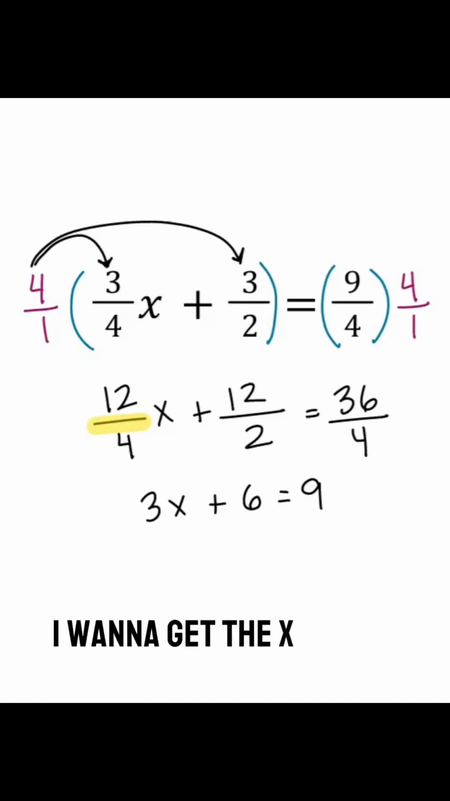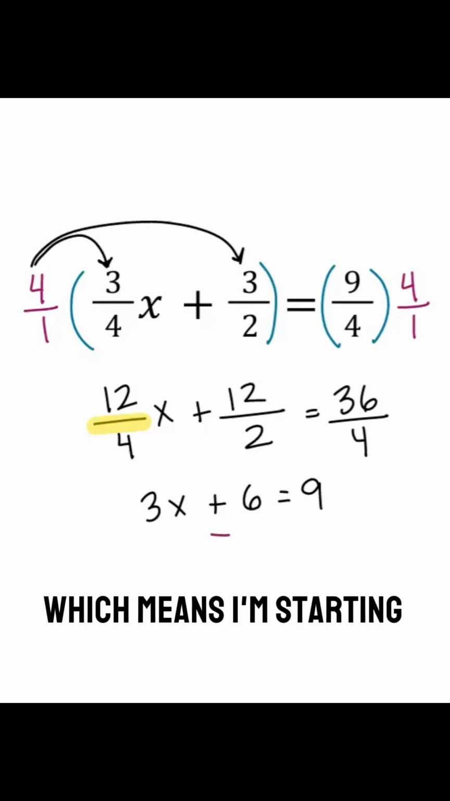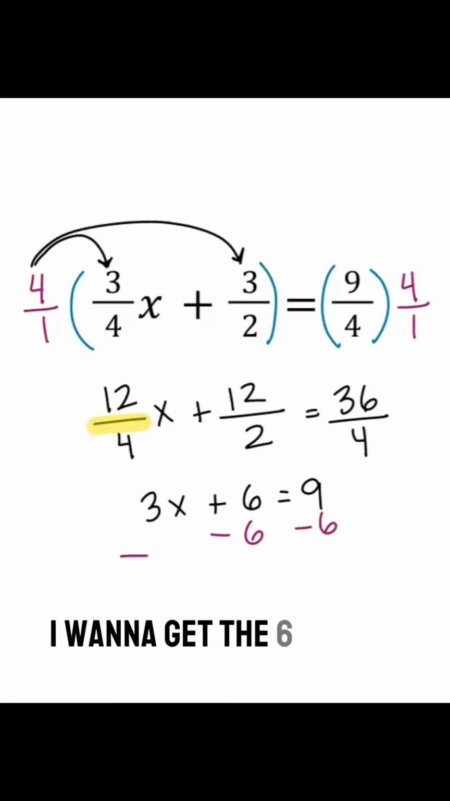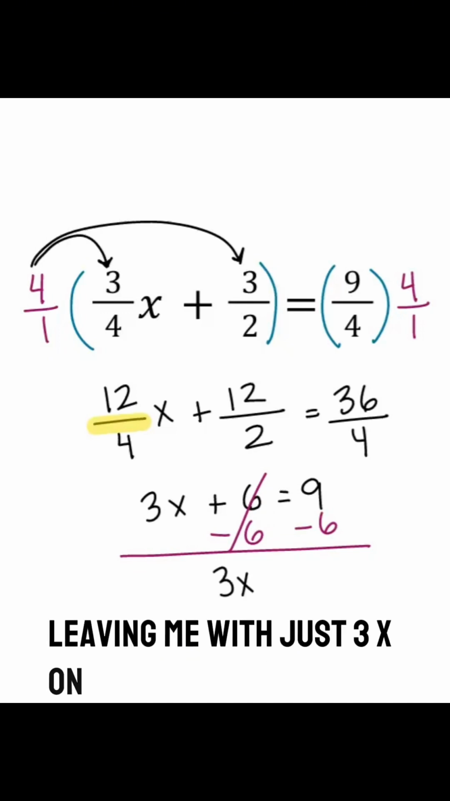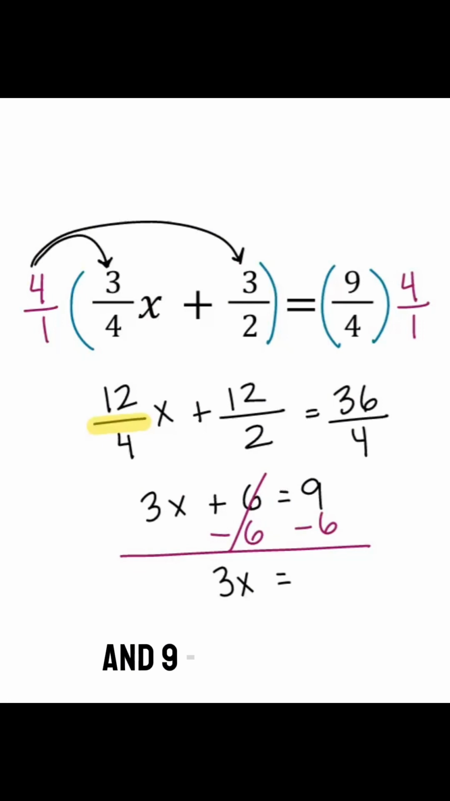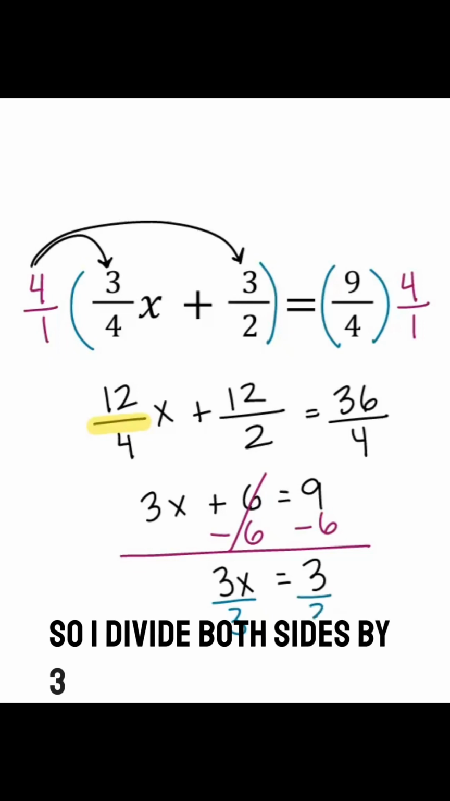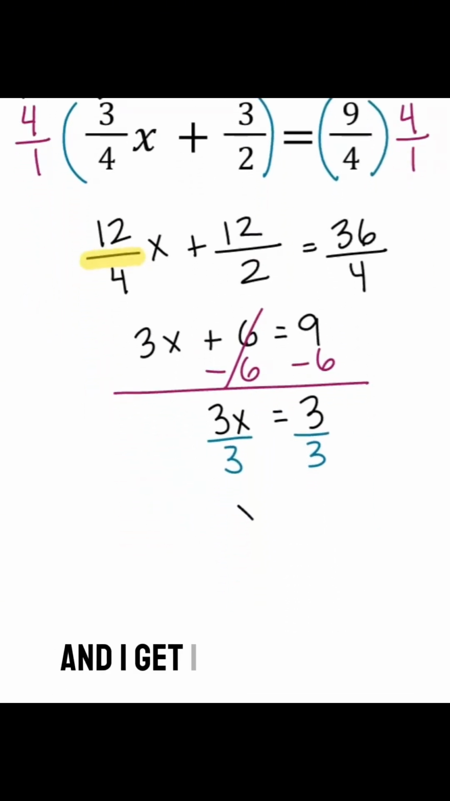I want to get the x all by itself, so I'm going to do PEMDAS backwards, which means I'm starting with addition or subtraction. I want to get the 6 off of the x, so I subtract 6. This turns to 0, leaving me with just 3x on the left-hand side, and 9 minus 6 is 3. Now I want to get the x by itself, so I divide both sides by 3, and I get 1x equals 1.